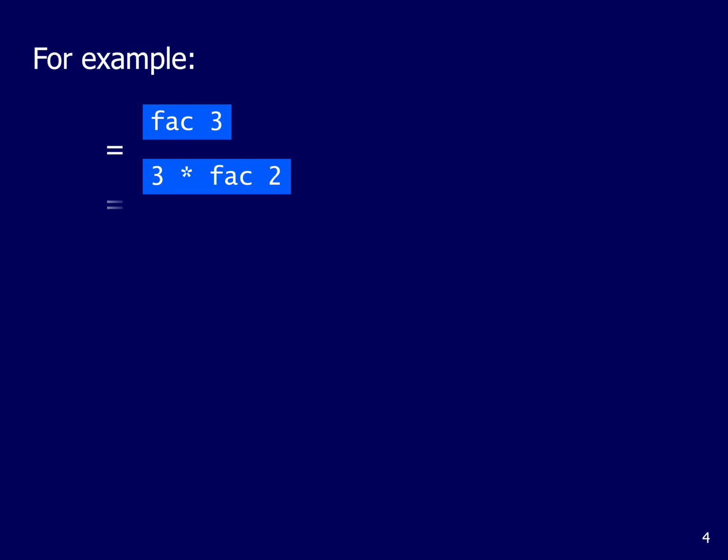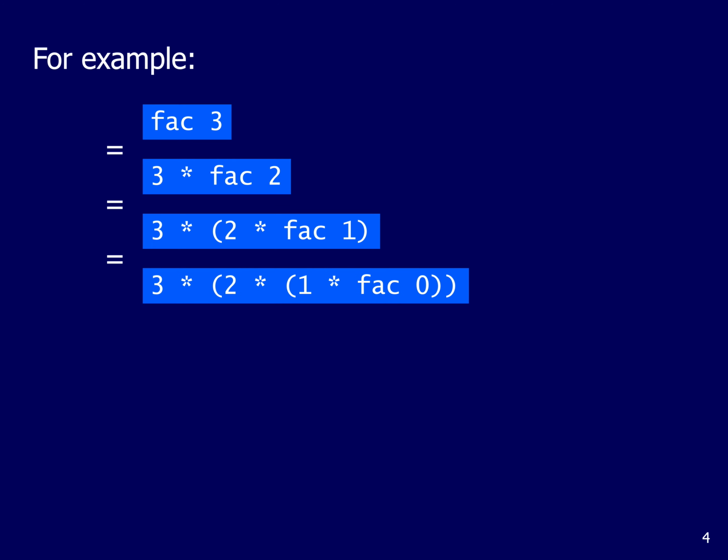So factorial of 2 works out to be 2 times factorial of 1, and we just copy down the 3 times from the line above. And then we do the same thing again. What is factorial of 1? Factorial of 1 is 1 times the factorial of 0. Now we're down at the point where the recursion can stop, because we have factorial of 0, which is our base case. And factorial of 0 is by definition 1. That's what we defined it to be. So we can say factorial of 0 is 1.